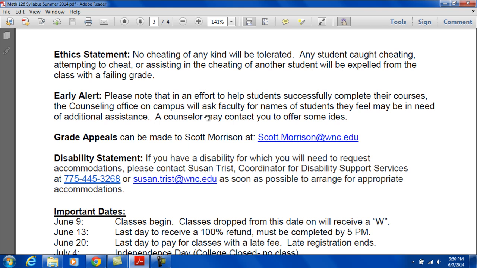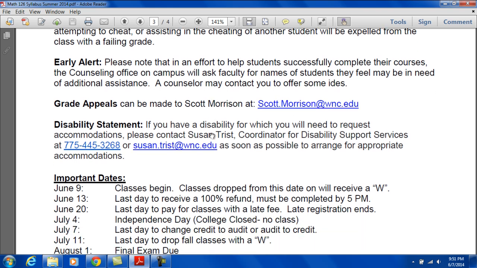Ethics statement. No cheating of any kind will be tolerated. Any student caught cheating, attempting to cheat, or assisting in the cheating of another student will be expelled from the class with a failing grade. Please note that in an effort to help students successfully complete the courses, the counseling office on campus will ask faculty for names of students they feel may be in need of additional assistance. A counselor may contact you to offer some ideas. Grade appeal may be made to Scott Morrison at scott.morrison@wnc.edu.